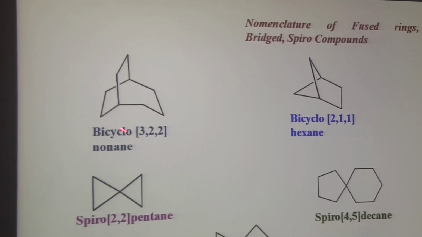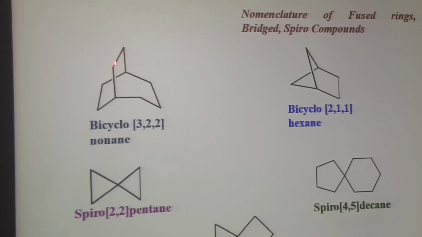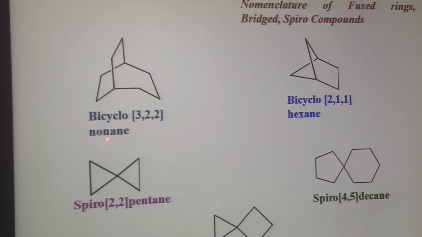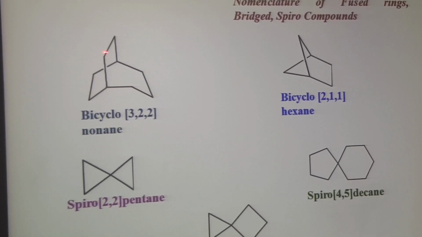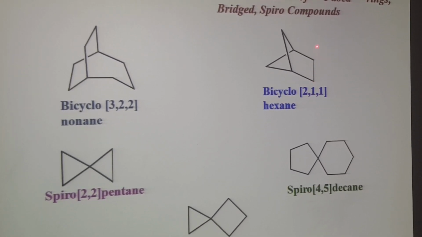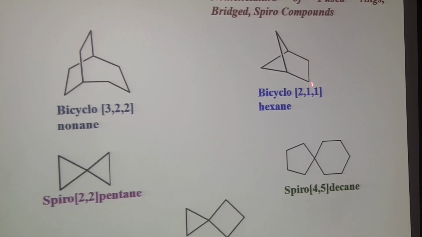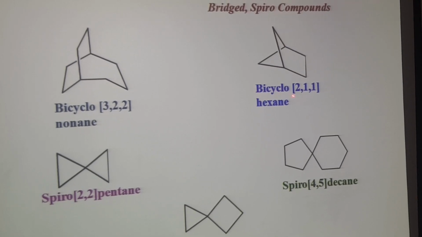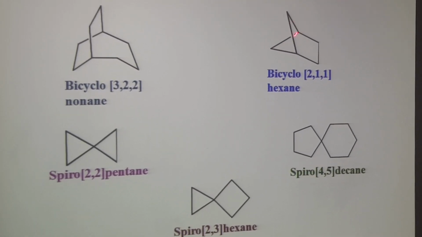So some more examples. Here we have 3 carbons and 2 carbons, and 2 carbons are present at bridge head. It is bicyclo 322 nonane. It shows that 9 carbons are present in this ring system. So it is bicyclo 211, 2, and here we have only 1. So 2 for these 2 carbons, 1 for this carbon, and 1 for this bridge head carbon. So it is bicyclo 211 hexane. 6 carbons are present in this ring system.